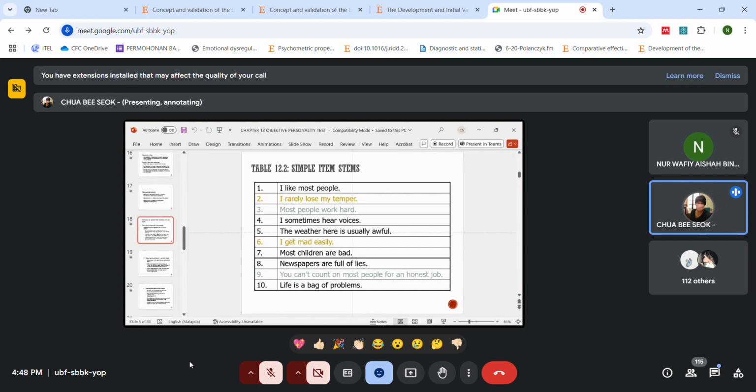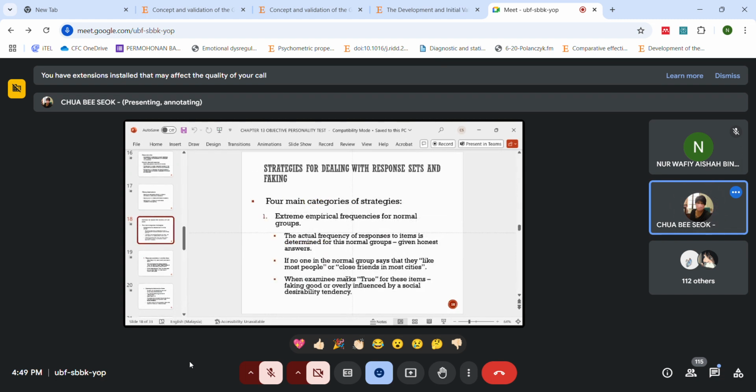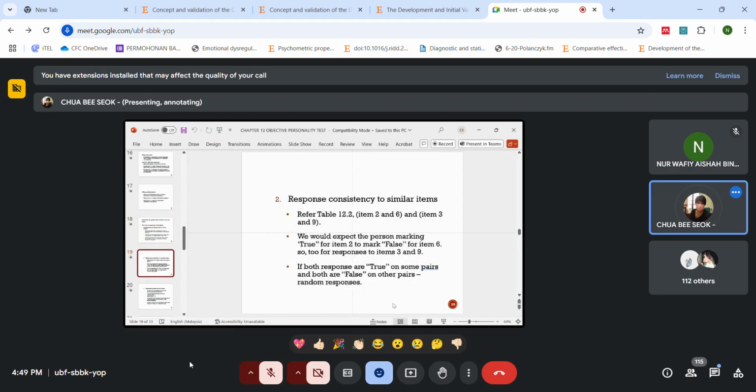Okay, so we go back to here. Item 2, if the person marks true for item 2, should mark false for item 6. Same for item 3 and item 9. So if both responses are true, so on.